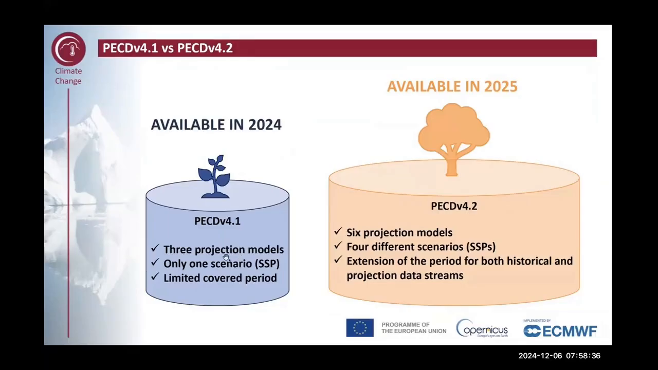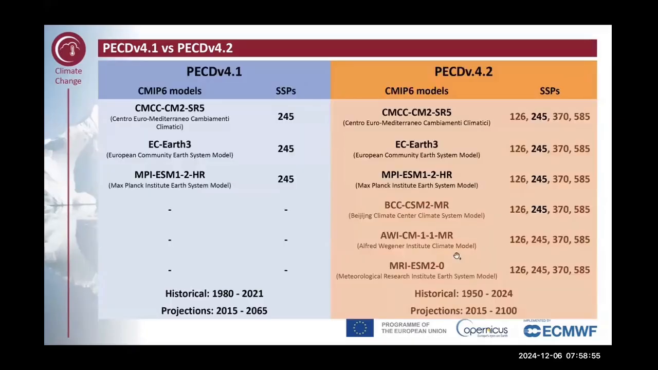Summarizing the main differences in terms of projection data: 4.1 had three projection models, only one scenario, and a limited period covered. With 4.2, we extended to 6 projection models, 4 scenarios, and an extension of the period, both for the historical and the projection datasets. The specifics of the models are given in these slides.